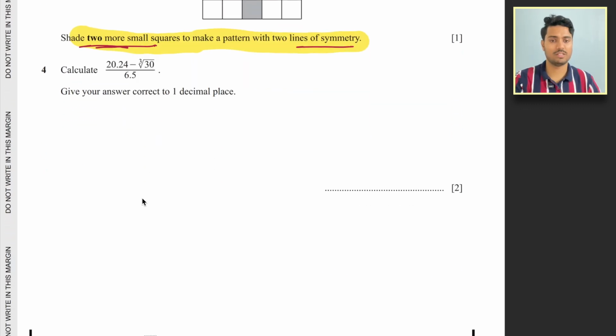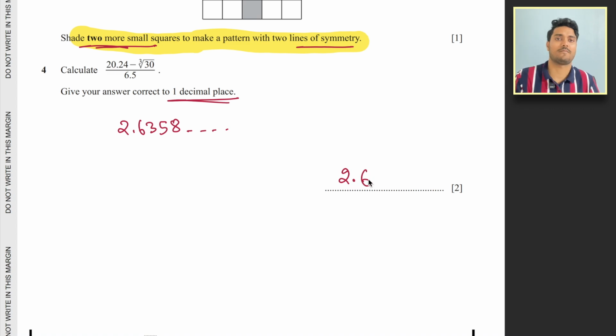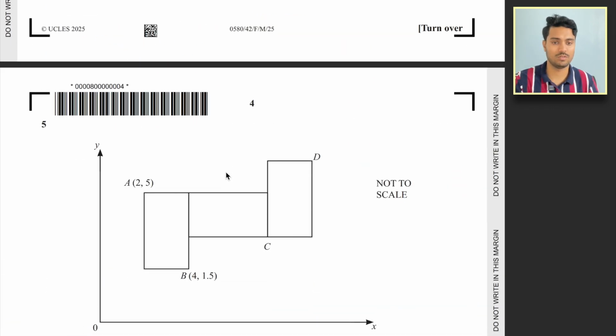Let's check question number 4 now. It says calculate 20.24 minus the cube root of 30, all divided by 6.5. Give the answer correct to 1 decimal place. So this we can do entirely in the calculator. Let's put in the value 20.24 minus shift, cube root of 30, equals, this divided by 6.5, and the answer is 2.63581 and so on. But it says write correct to 1 decimal place. So our final answer is going to be 2.6. Let's move on to question number 5.